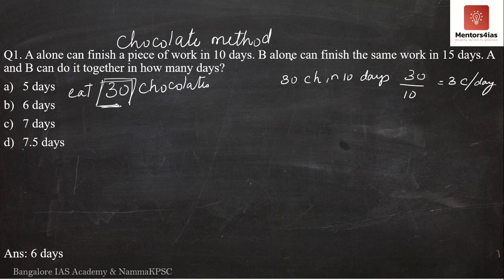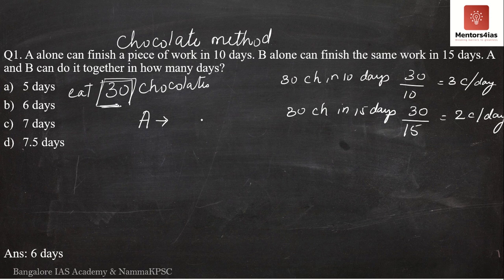Similarly, B. Now B eats 30 chocolates in how many days? In 15 days, correct? If B eats 30 chocolates in 15 days, how many chocolates does he eat in one day? He eats 2 chocolates per day. Okay, so I'm going to write it here. A eats 3 chocolates per day.